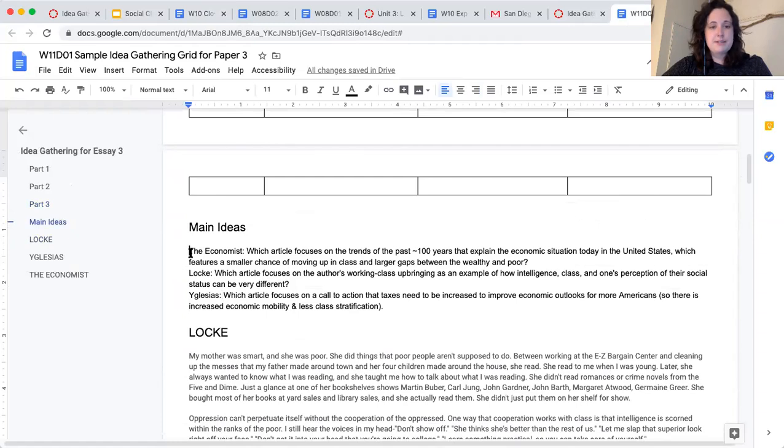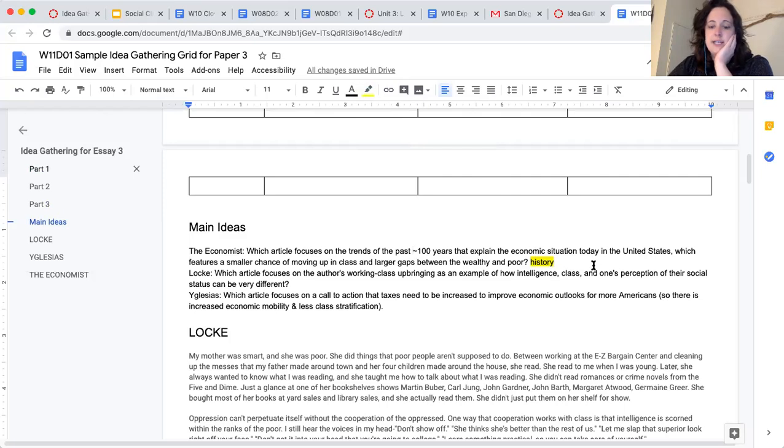So The Economist. When we look at this main idea, what are some keywords that come out of this? I'm going to maybe put something like history. Maybe it'll say it in the actual text, or maybe you have to write it, and then you can maybe highlight it or something.